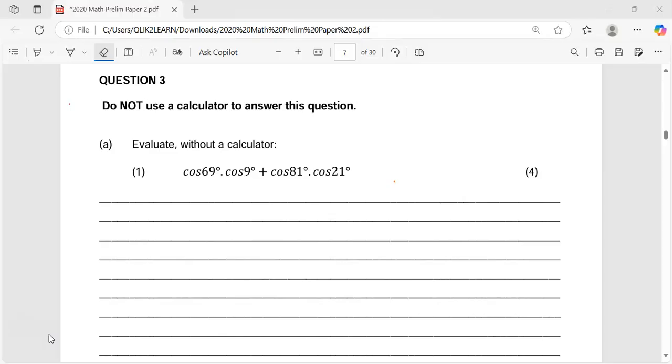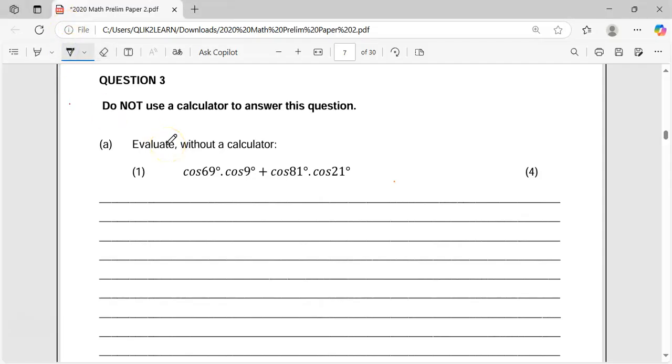They want you to evaluate this equation without using a calculator. Okay, so now try to analyze the problem. We have the product of cos 69 and cos 9, and then we add cos 81 and cos 21. So now I know that I need to reduce some of the angles, but before I do that, I'm going to check all the possibilities, right?